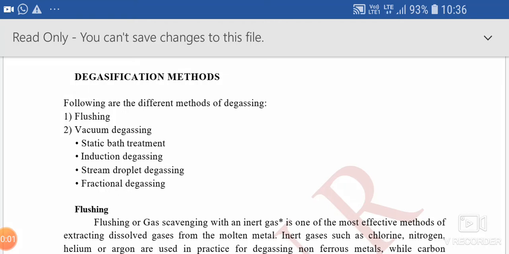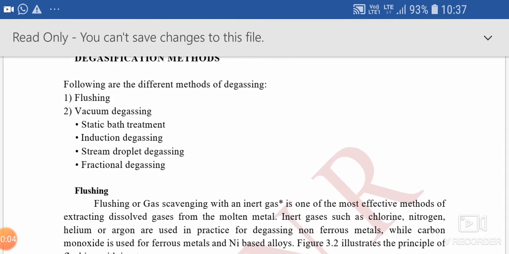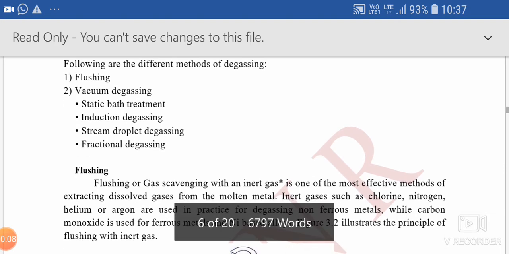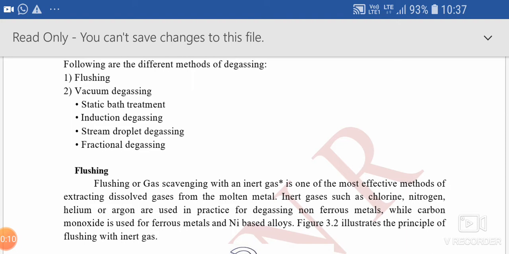Degasification methods. Following are the different methods of degassing. First one, flushing. Second, vacuum degassing. Third one, static bath treatment. Fourth one, induction degassing. Fifth, steam droplet degassing.